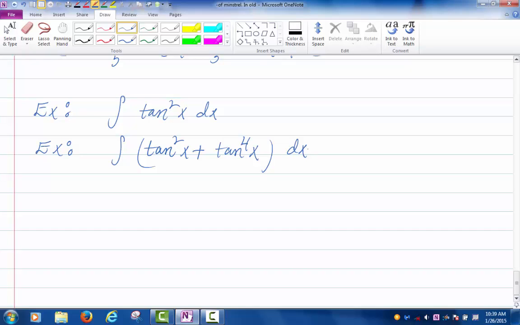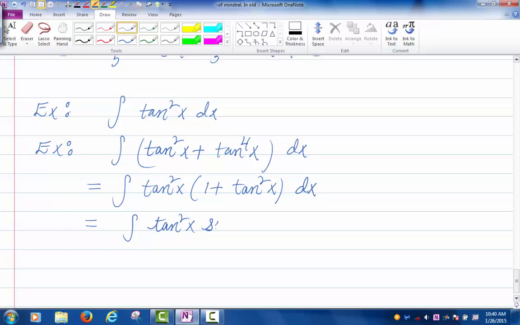And you can apply the strategy when the power on secant is even in that case. Okay? I agree with that, but there is something easier. What you said is going to work out, it's just that the computation is longer, but you could make it simpler. Yeah, pull out the tangent squared of x. If you pull out the tangent squared of x, you get 1 plus tangent squared of x, right? You agree with that? And then what you get is tangent squared x times secant squared of x dx.